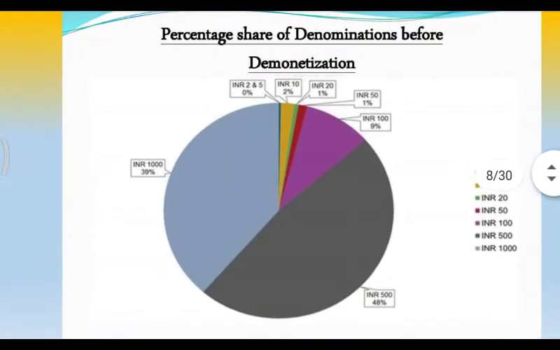This figure shows the percentage share of denominations before demonetization: 39% 1000 rupees notes, 48% 500 rupees notes.